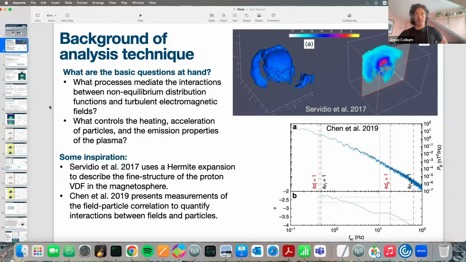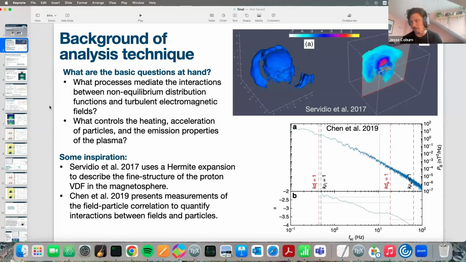I wanted to start by giving a background of the analysis technique, why I built it, and what ideas went into the creation of this method. The way to start this off is to take a step back and ask what the questions at hand are. The first one, I've just got my bullets here: what processes mediate the interactions between non-equilibrium distribution functions and turbulent electromagnetic fields, right?